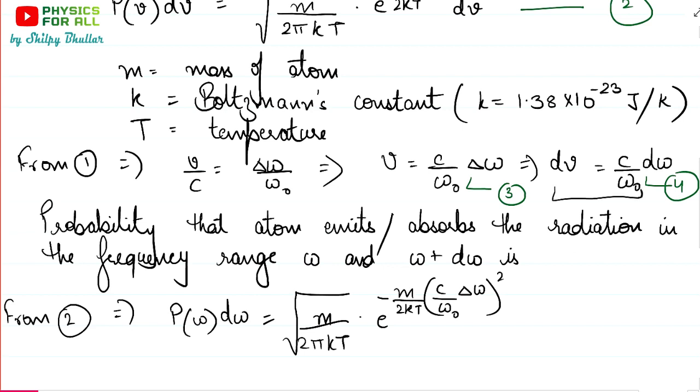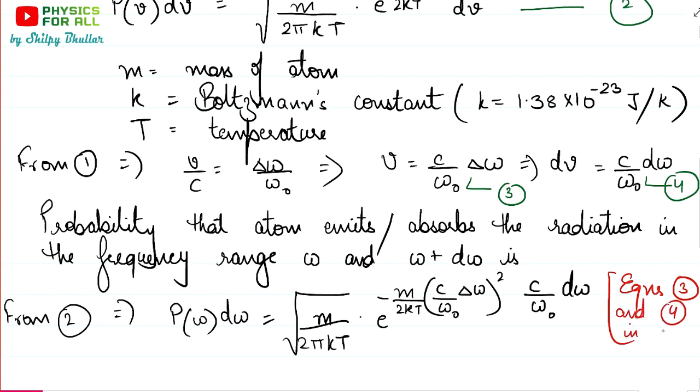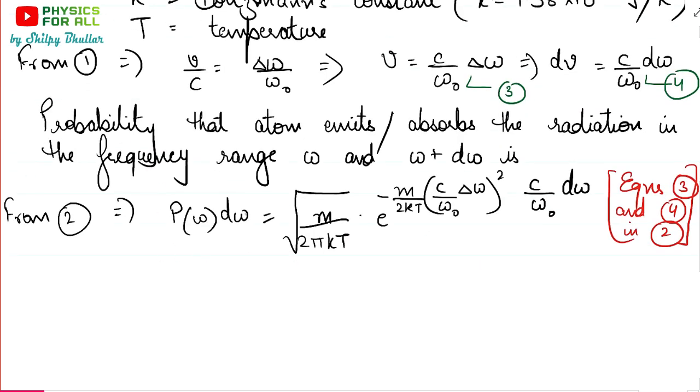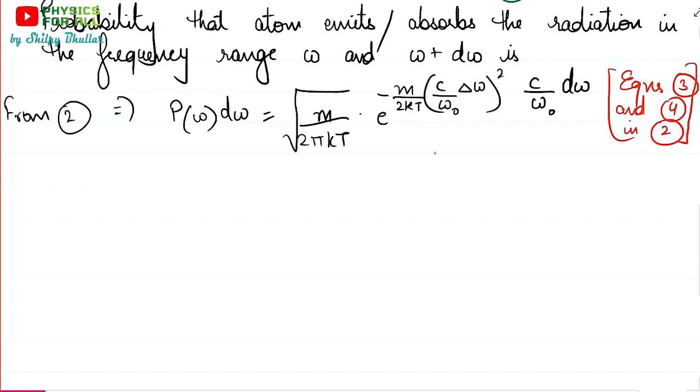So dv is c upon omega naught d omega. So we can mention that. So dv becomes c upon omega naught d omega. So that means we have used both equations, third and fourth, in second. This is how we have solved it. Now we have obtained the expression in terms of frequency, and that is totally okay because we are only concerned with frequency. The spectrum always gives us the frequency versus the intensity. So intensity is simply the count.